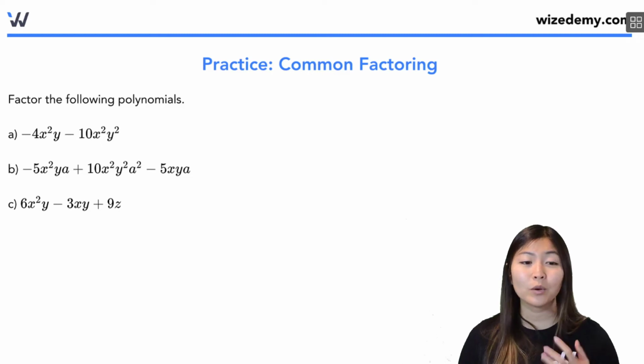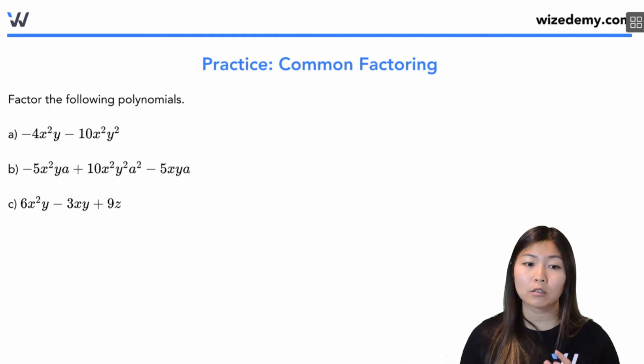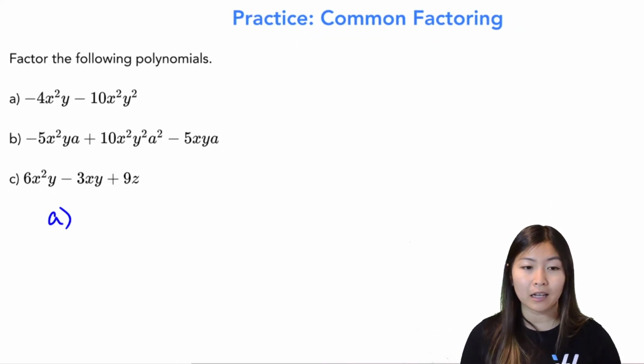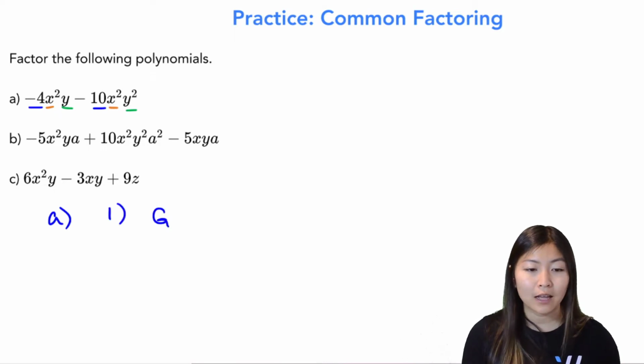All right, in this question, we are asked to factor the following polynomials. Make sure to give it a try yourself before you watch the solution video. Let's start by taking up part A together. Looking at part A, there's the number part, there's the x's, and then there's the y's. Look at them separately. So first we need to find the greatest common factor.